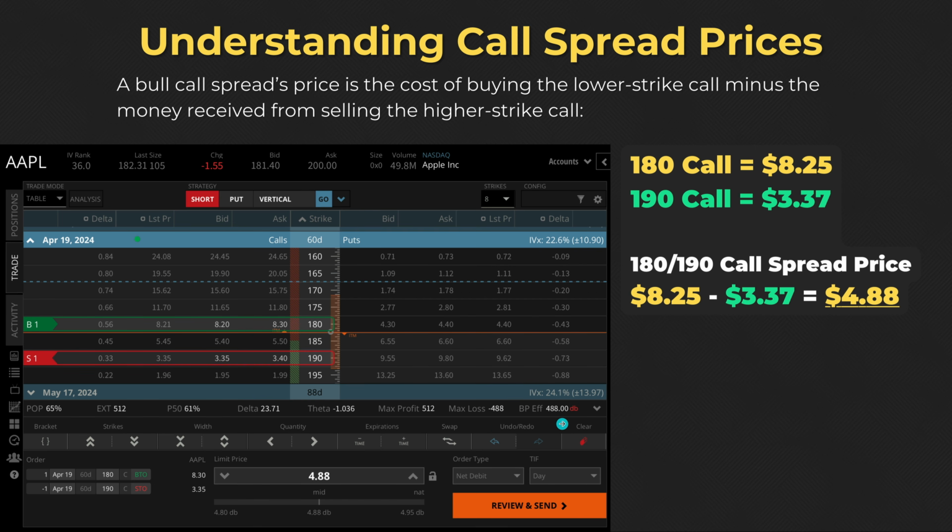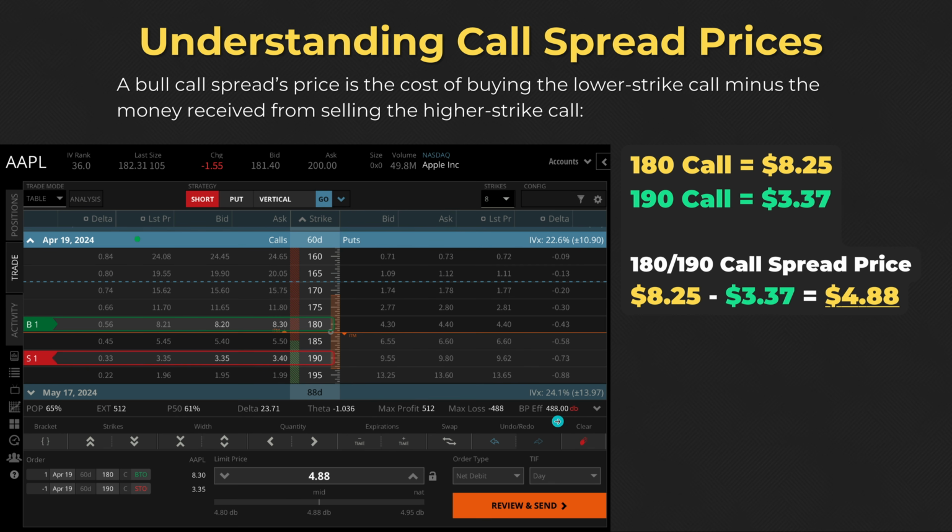And we can see that by looking at the buying power effect, which says 488 DB. This means debit. And this means I need this amount of money to enter this spread, and I need this amount of money available in my account before I can enter this position.